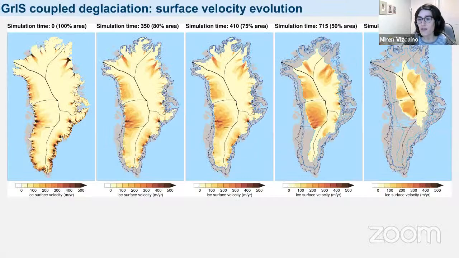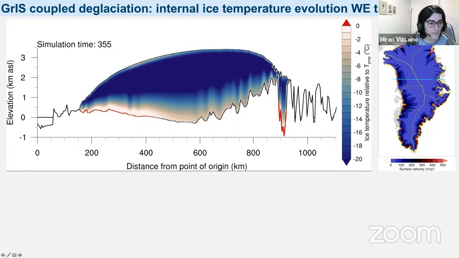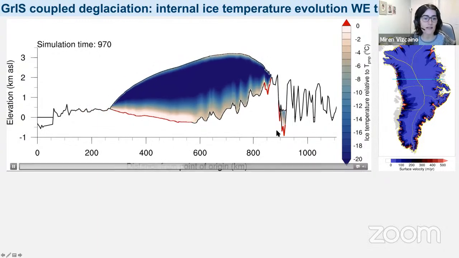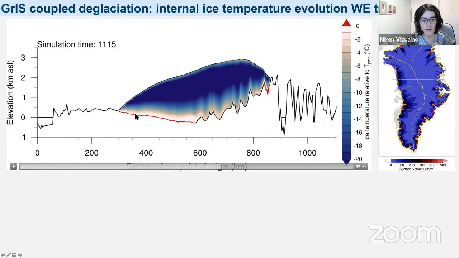Here you have the dynamical evolution that you have seen before. These are the surface velocities corresponding to 75% area, 50%, and 25%. And you can see how the maximum velocities are being simulated as the ice sheet is retreating in the areas with maximum slope. You can also see it here. This is a west-east transect. You can see here where the transect is, and you can notice how the base reaches melt conditions in the areas that have a high topographic slope. So this is where you have these red parts.